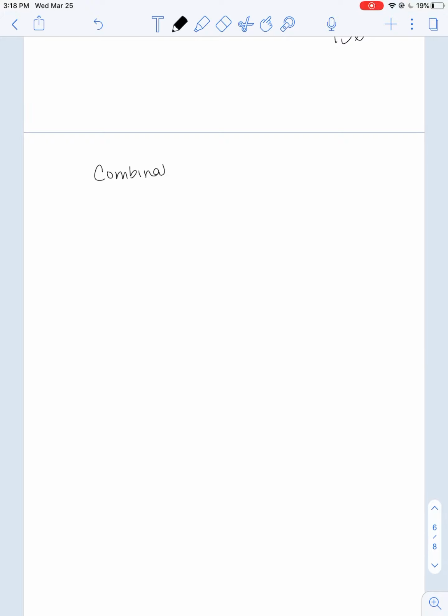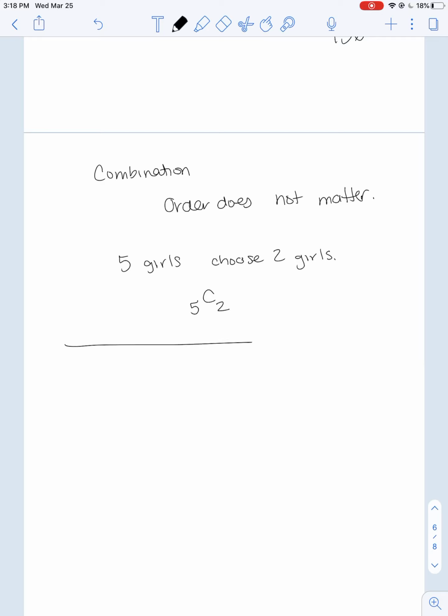Now, another thing that I just want to review was combinations. This is where order does not matter. So this would be anything where I have, like, 5 girls and I want to choose 2 of the girls. I would go 5 choose 2. So I want to choose 2 girls to do the same job. This would also be useful for cards.